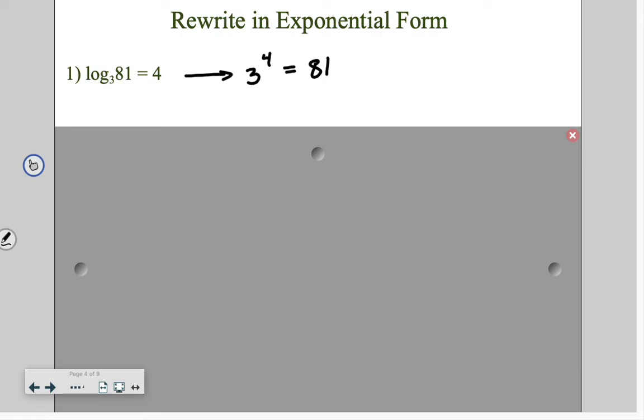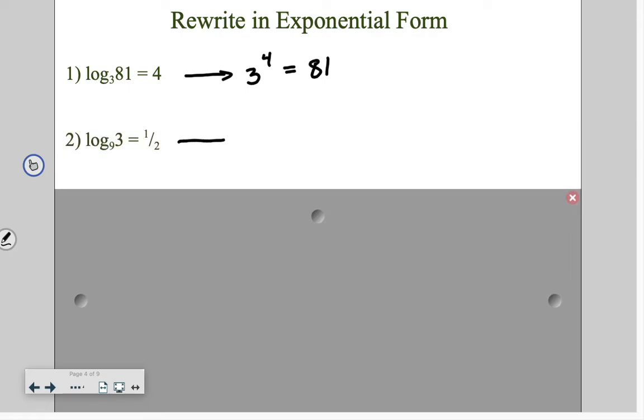I'll give you another one. And one of the things you're going to find today is we're going to start revisiting some of those exponent properties. Like in this case, we've got a fraction. Okay, we're going to talk about fractional exponents a little bit. We'll talk about negative exponents, things like that.